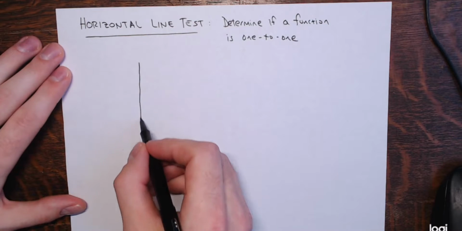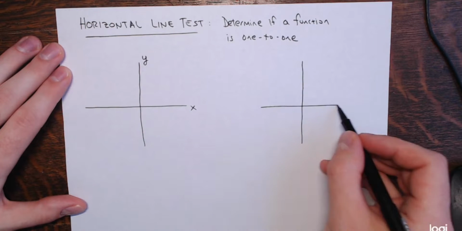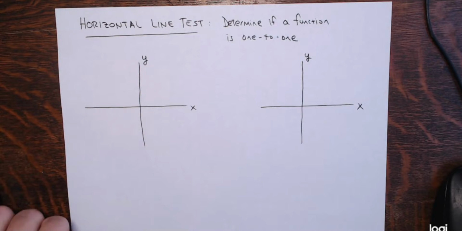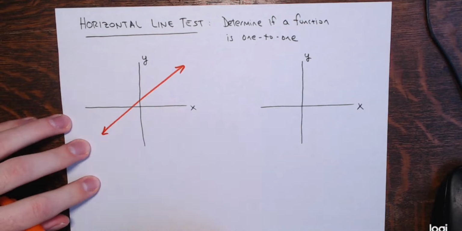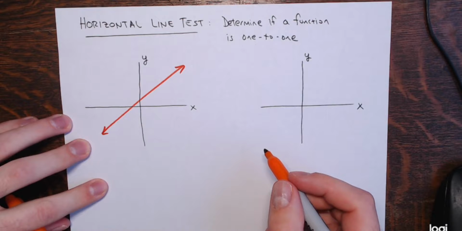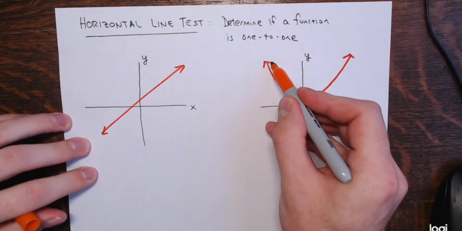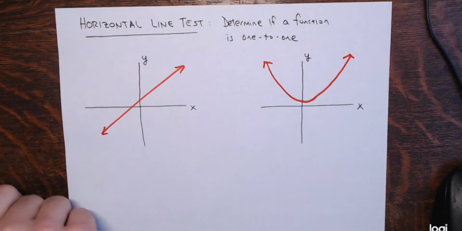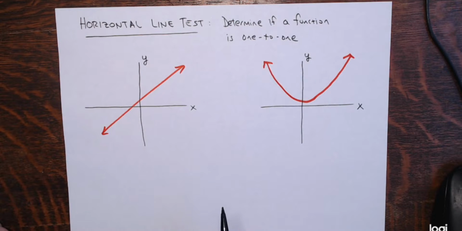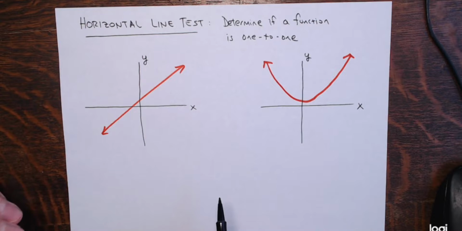Alright, so I'm going to put up two examples here of functions, graphs that represent functions, y as a function of x. So here's one, just a simple line, linear function. And then, here's a little parabola, right, but still a function. These still pass the vertical line test. Right? They pass the vertical line test, so they are representing functions. But are they representing one-to-one functions?